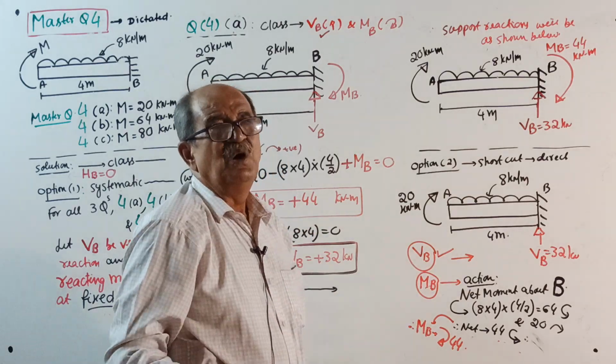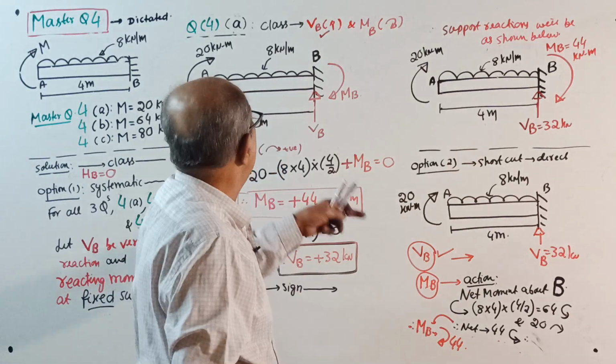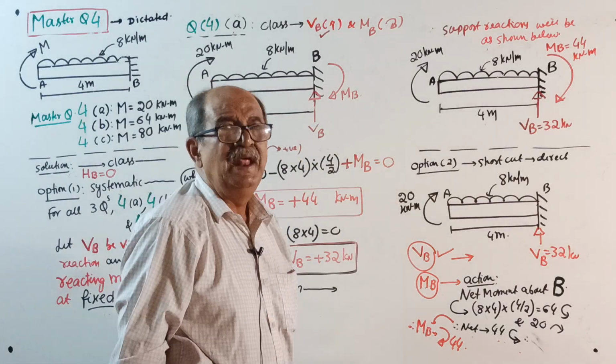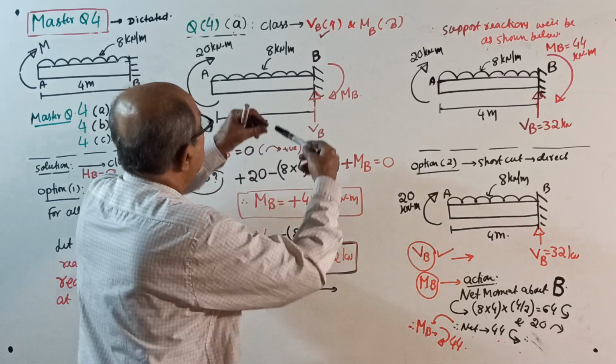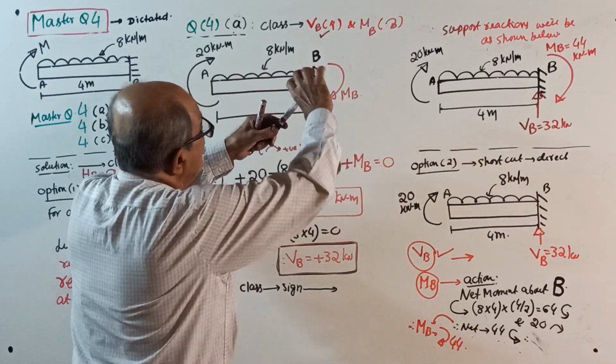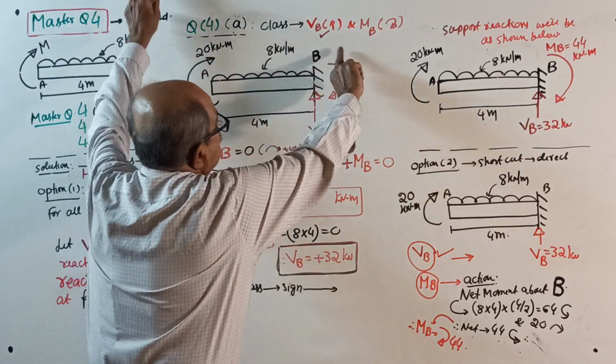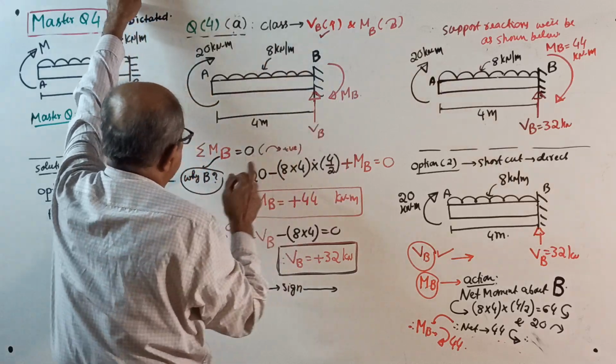systematic solution, we will not bother too much. Here see, only 2 loads. If too many loads are there, you can't waste time. You assume something. Usually for such cantilevers, you assume MB like this. Assume MB clockwise.